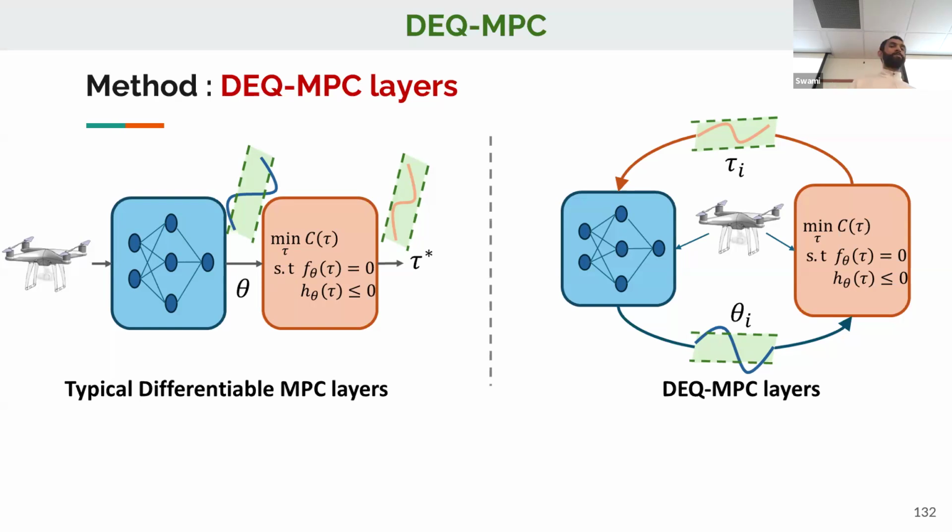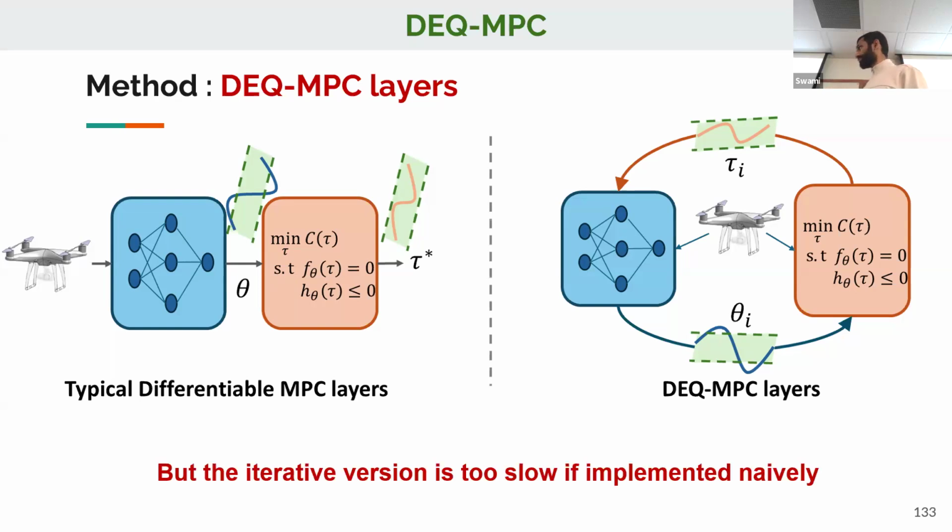But as you might imagine from our first piece of work, doing this naively and solving this optimization problem to convergence for each of those iterations might be too slow, especially to train the network. And so a lot of this work is going to be about trying to figure out how to speed things up, how to have this iterative joint optimization problem in this context, such that it's still fast enough to be trainable.